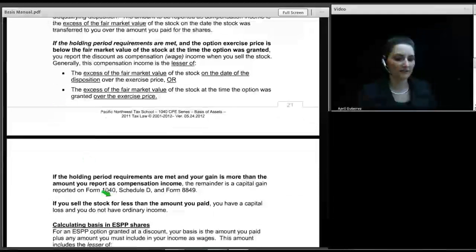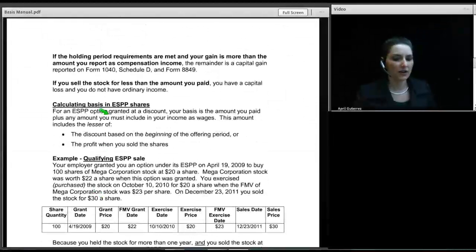That's the bottom line. So if the holding period requirements are met and your gain is more than the amount you reported as compensation income, the remainder is capital gain reported on Form 1040 and on Schedule D and on Form 8949. But if you sell the stock for less than the amount paid, you actually have a capital loss and you do not have ordinary income reported as wages.